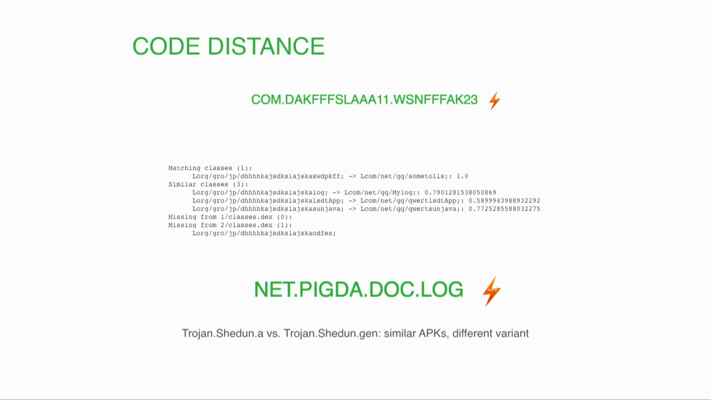Here's another one. So Shidun.a versus Shidun.gen for generic. The APKs are fairly similar, but the package names have changed a bit. This is a different variant because you can see only one class matches now. The other ones have a lower score for similarity. So 79%, 59%, 77%, and one class is missing from one of them. So this would be enough to call it a different variant, make a new code fingerprint on it, and move on.